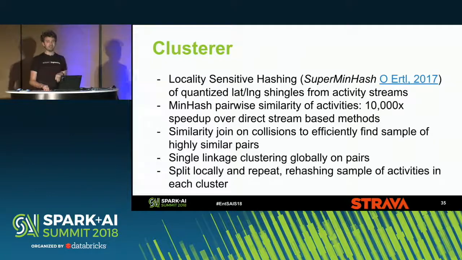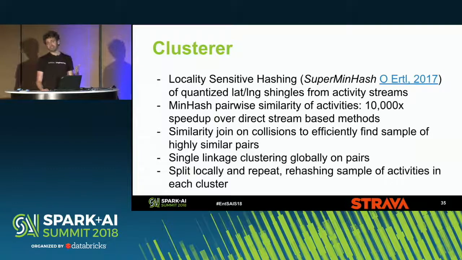And then once we have that MinHash signature for every activity, we can do an extremely fast comparison of how similar two activities are. And if you do that inside of a similarity join, which is basically taking sets of all activities that collide on one of these MinHash signatures, you can find a really efficient way to harvest a bunch of pairs of highly similar activities globally.